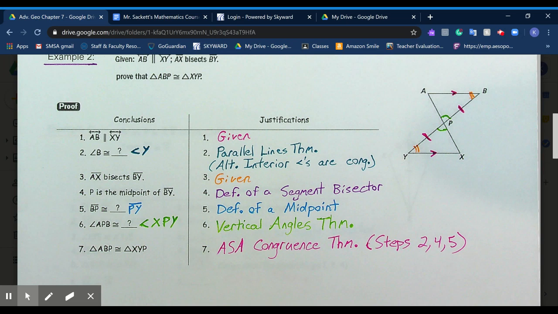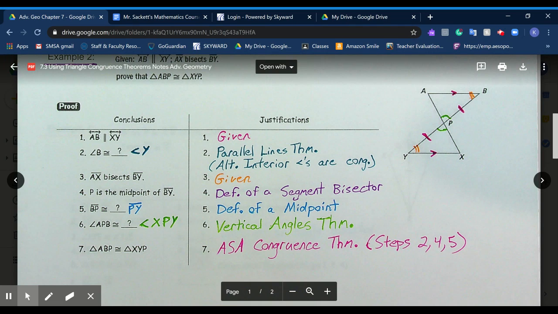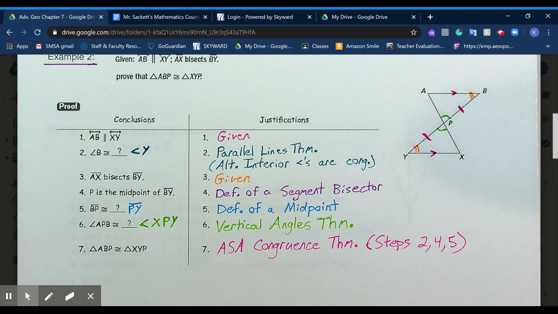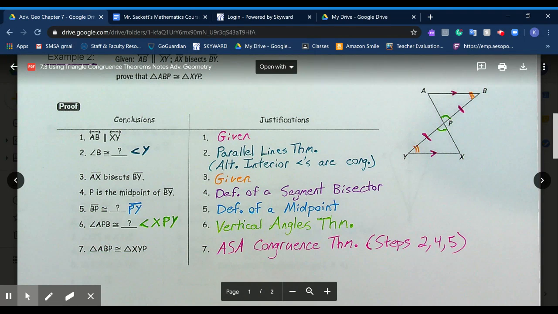In this case, again, we began with the given. Then they started conclusion 2 with angle B being congruent to another angle. What I want to look at in this case, angle B would end up being congruent to angle Y because these two lines are parallel. Those are alternate interior angles, and that is part of the parallel lines theorem.